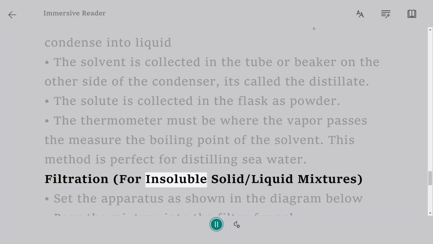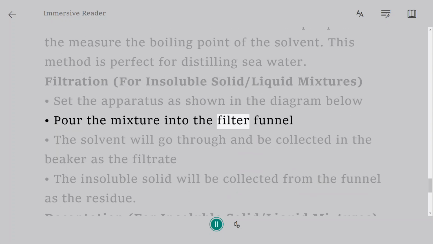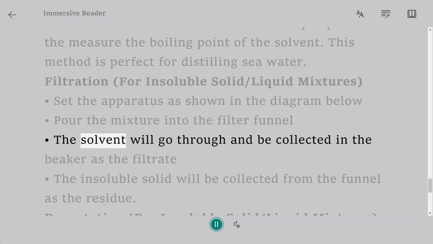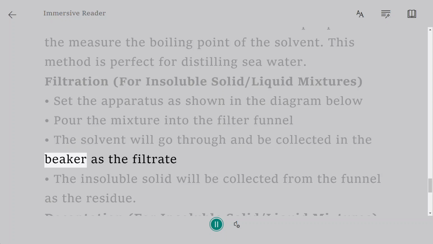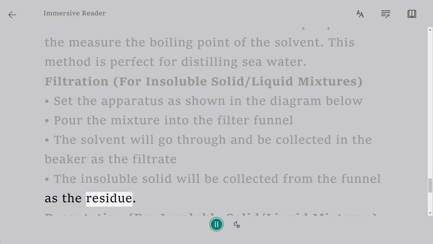Filtration, for insoluble solid/liquid mixtures. Set the apparatus as shown in the diagram below. Pour the mixture into the filter funnel. The solvent will go through and be collected in the beaker as the filtrate. The insoluble solid will be collected from the funnel as the residue.